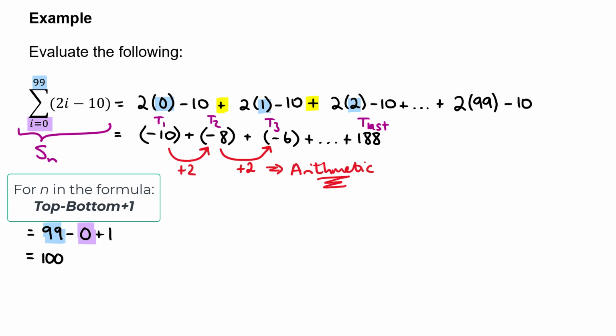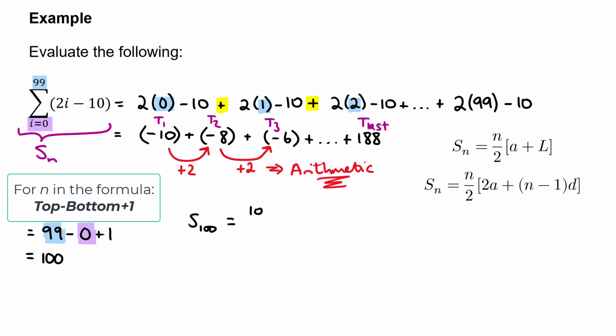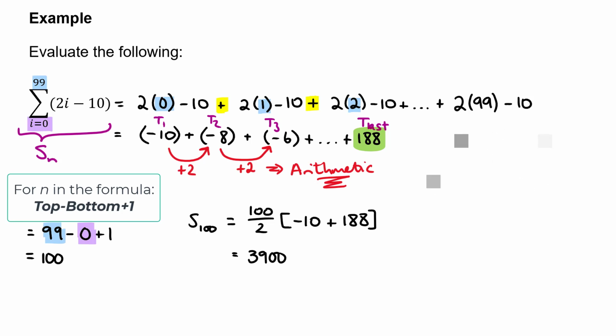So the way that we work that out then is the sum of 100 using our normal formula for the sum of an arithmetic series, which is going to be 100 over 2. And we've got the last term, so we can use our a plus L variation if you wanted to. But that's going to be a, which is negative 10, plus the last term, which is 188. And when we simplify that, we're going to get 3,900, like so. And that would be what this entire thing evaluates to.